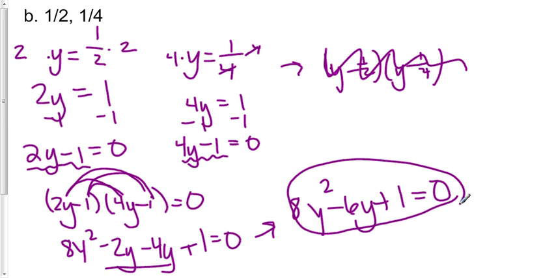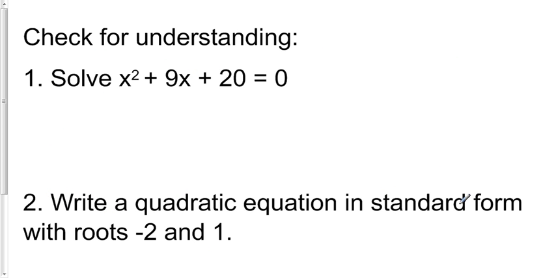All right, so last slide, I've got a couple for you to try on your own here. The first one I want you to solve by factoring. So write two factors here, two binomial factors, set them equal to 0 and get your solutions. And then number 2, what would the quadratic equation be if the solutions or the roots are negative 2 and positive 1? We'll check those tomorrow when you get to class.